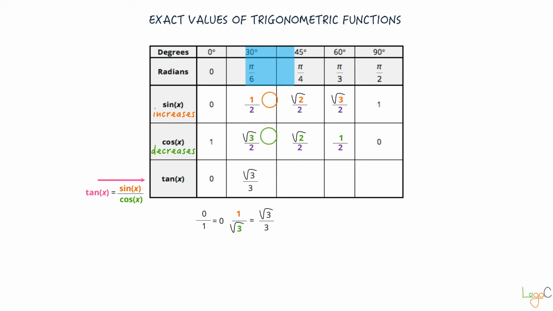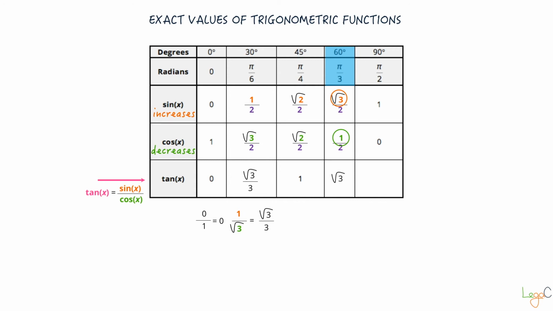For an angle of 45 degrees, or pi on 4, we have root 2 on root 2, because again the denominators are equal. And that gives us 1. For an angle of 60 degrees, or pi on 3, we have root 3 on 1, again, because the denominators are the same. So the answer here is root 3.